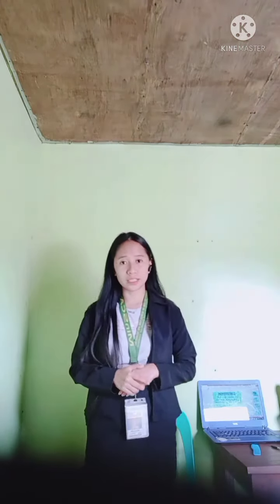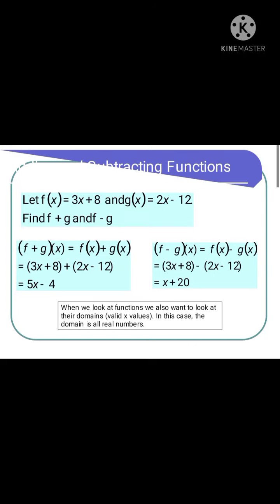So let's have an example. We are going to add and subtract functions. Let f of x is equal to 3x plus 8 and g of x is equal to 2x minus 12. That is the given of our functions. Let's first find the addition, f plus g. So take a look at this.